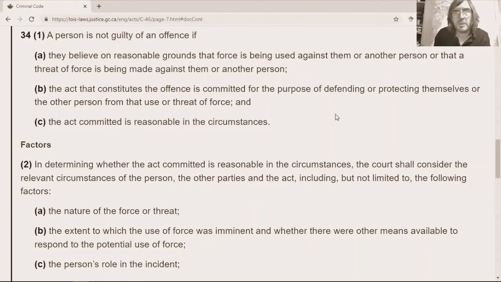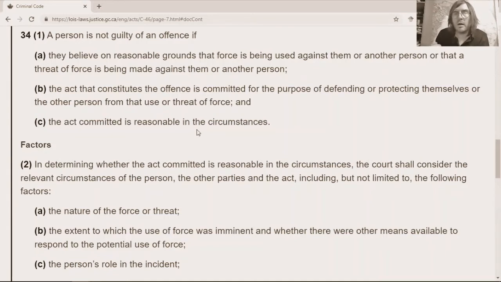Let's return to Section 34(1). Notice that Section 34(1) is not limited as a defense to cases in which the defendant is accused of, say, assault or murder. It simply states a person is not guilty of an offense if the three criteria set out below are satisfied. So Section 34 does not serve only as a defense to charges of assault or murder. In principle, it can provide a defense to any criminal offense committed in order to repel or avert the use or threat of force by another.